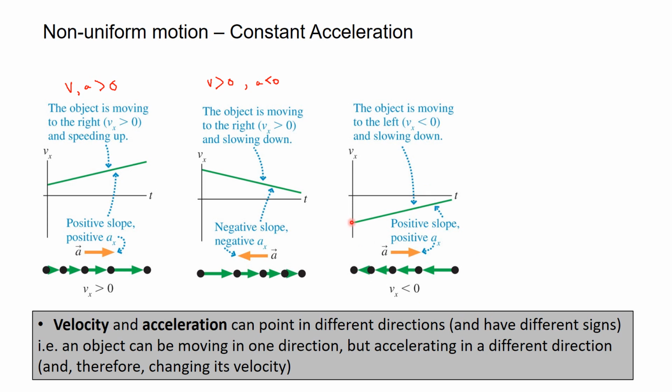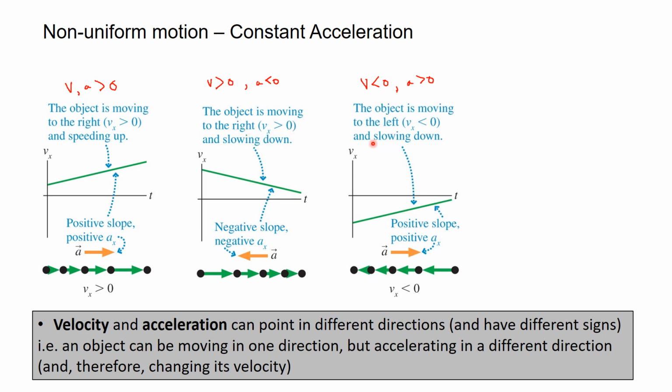Third example, the object starts with a negative velocity and the velocity is getting closer to 0. So the velocity is getting more positive, and you can see the slope of the line is positive here. So the acceleration must be positive. So this object is moving in the negative direction but slowing down. So the motion diagram looks like this. It starts from this dot here on the right. Then you can see that it's moving to the left, but it's slowing down because the dots are getting closer. So here we have a negative velocity but a positive acceleration.